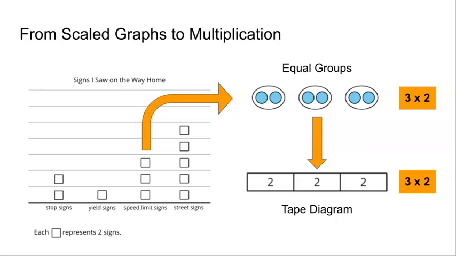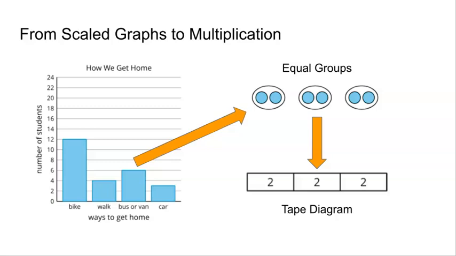Later, students write equations to represent multiplication situations. They also find unknown factors and products in equations. Students move on from pictographs to creating equal group drawings and tape diagrams for situations involving scaled bar graphs. Again, students can represent these situations with an expression.